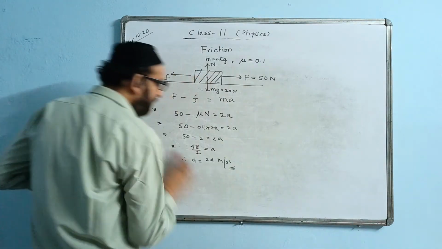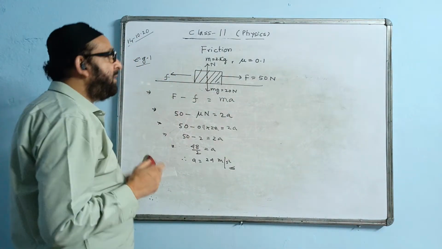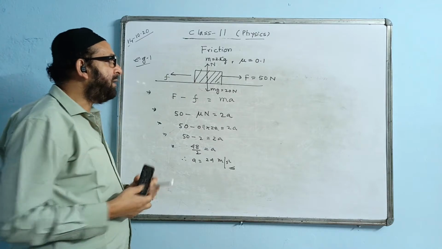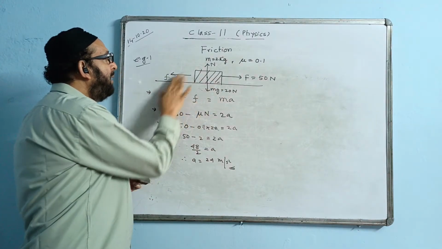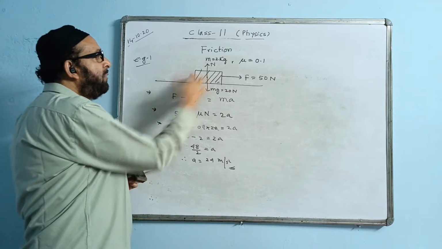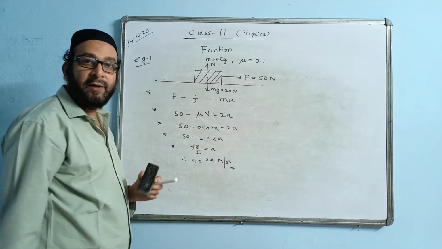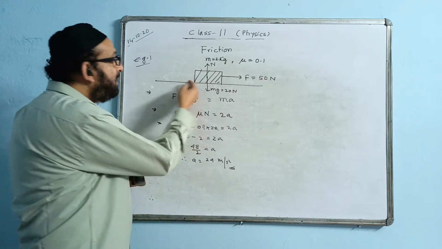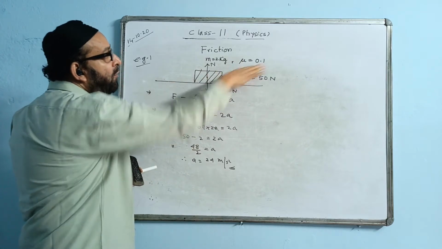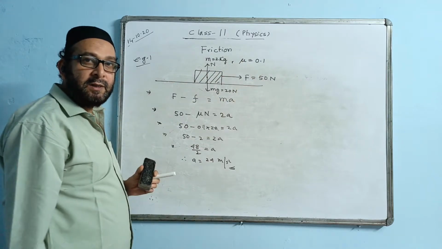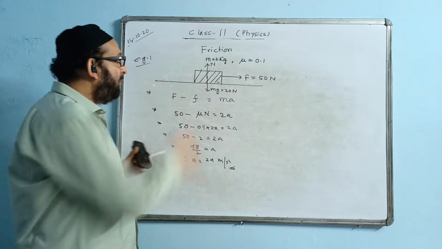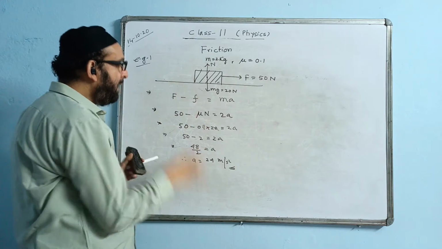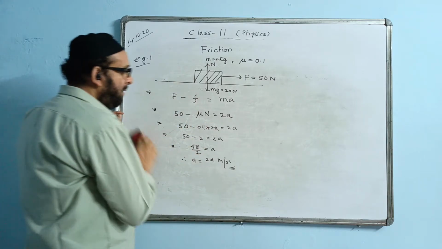Now another example. In the previous chapter, if you remember, force and acceleration, the surface was perfectly smooth. I did not consider friction, so I did not mark the direction for friction. I know directly F is equal to ma, and we are done. But when the surface is rough and the value of mu, that is the coefficient of friction, is given, we cannot neglect friction. We have to take friction into account, and then we will be calculating like this.